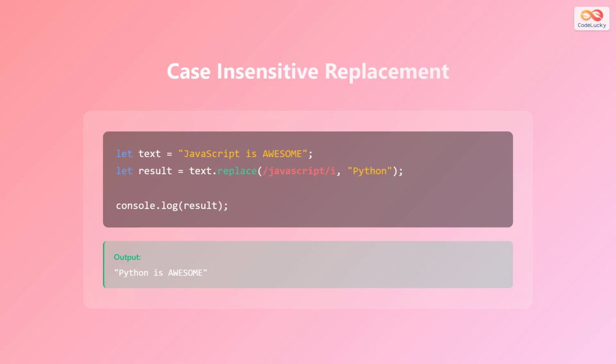Let us see a case-insensitive replacement. The case-insensitive flag ensures that the case of the pattern does not matter during replacement. We declare a variable text and assign it the string JavaScript is awesome. Then we declare a variable result and assign it the result of calling the replace method on the text variable, replacing the regular expression JavaScript with the case-insensitive flag i with the string Python. Finally, we print the result to the console, which outputs Python is awesome. This demonstrates case-insensitive replacement.